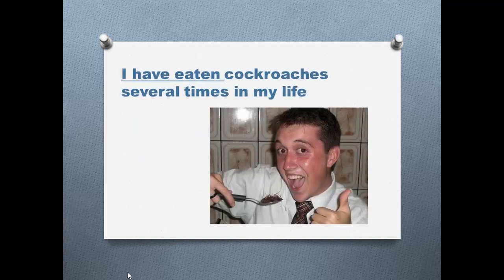Okay, first of all, we have this example, which is I have eaten cockroaches several times in my life. As you can see on the line, you can see the subject and the verb that is in the present perfect form. This verb is made up of two different parts. You have, on the one hand, have, and on the other, you have eaten. So, what is the form of the present perfect tense?